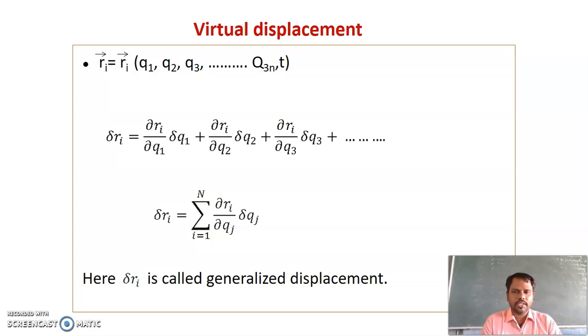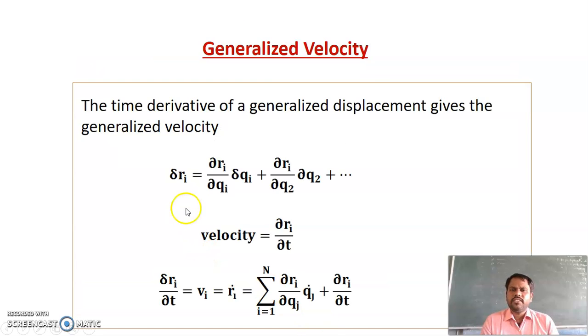So if you want generalized velocity, all we need to do is differentiate generalized displacement with respect to time. So generalized velocity is the time derivative of a generalized displacement. Differentiating the above expression with respect to t, we arrive at summation j is equal to 1 to n dou Ri by dou qj into qj dot plus dou Ri by dou t. So this is an expression for generalized velocity.